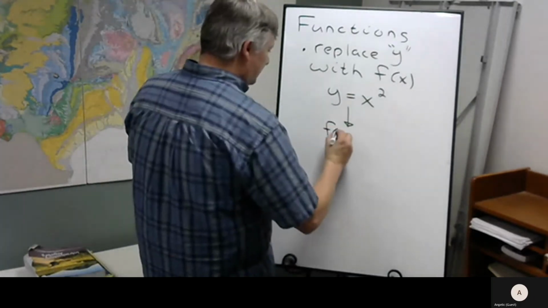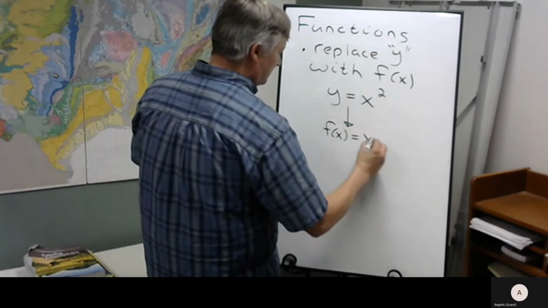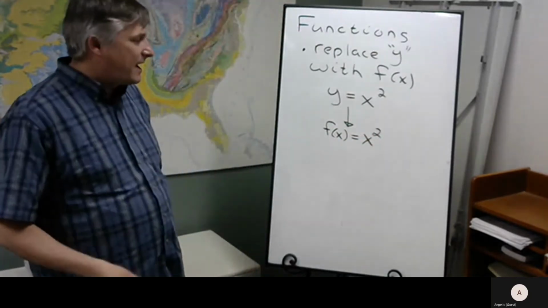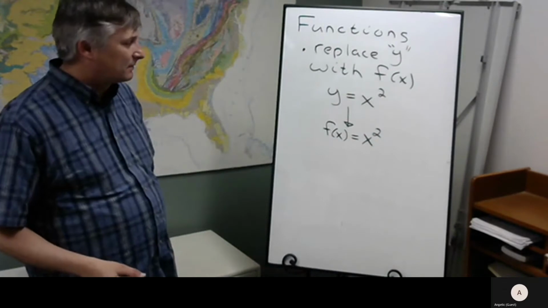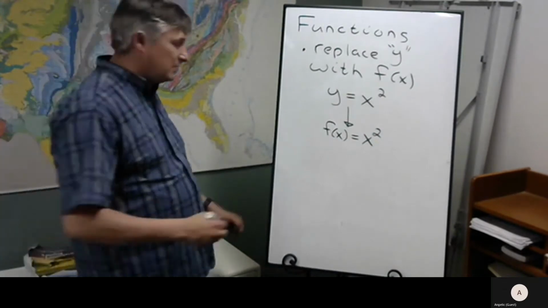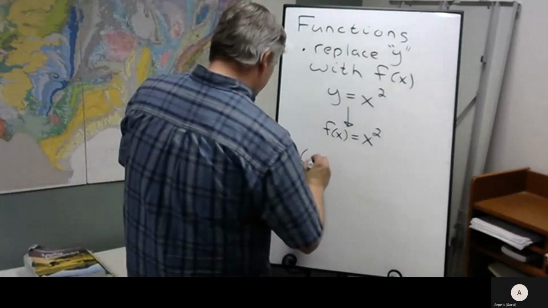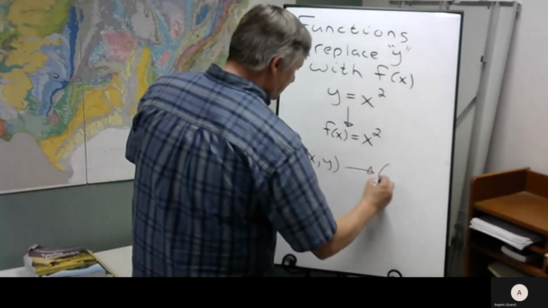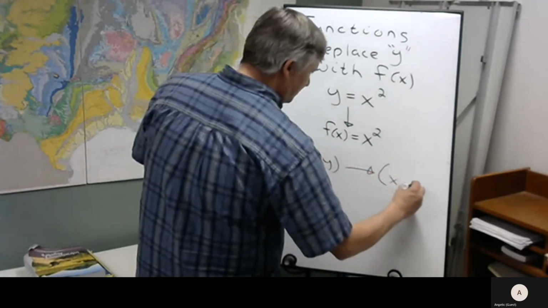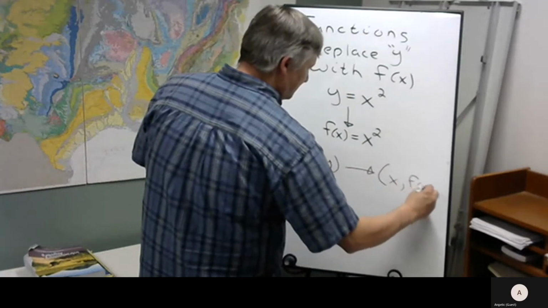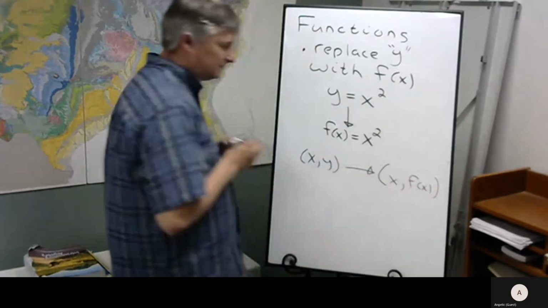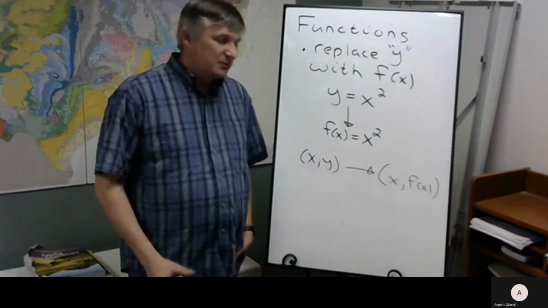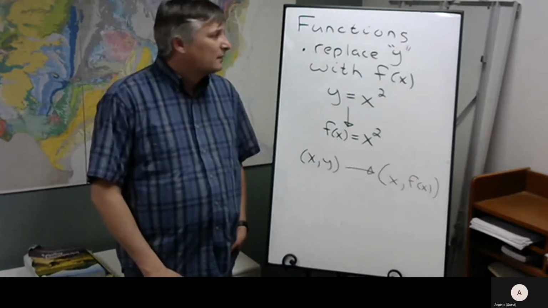So y equals x squared. We can now represent this as f of x equals x squared. And then what this means for your ordered pairs, (x, y) becomes (x, f of x). But as far as computations go, you're going to do exactly the same thing.